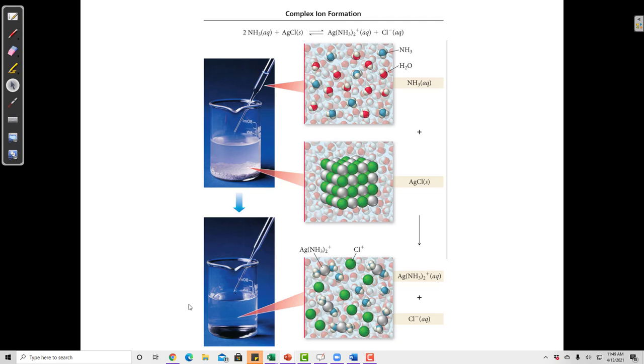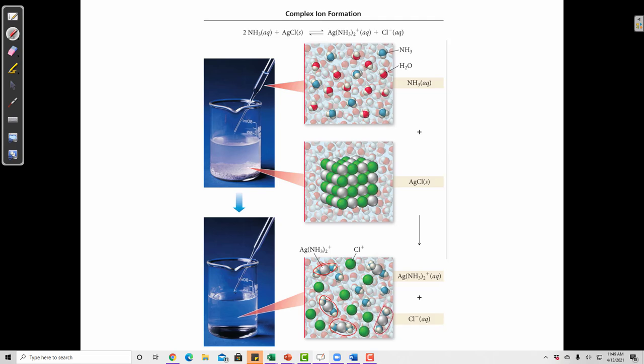So here is a visual representation, right? I've got my silver chloride down here, a bunch of powder, and when I add ammonia, what's going to happen is that the silver and the chloride are stuck together. They can't be broken apart in water. But in ammonia, the ammonia particles can drag the silver apart. See, we've got all of these silver particles down here being dragged away by ammonia.